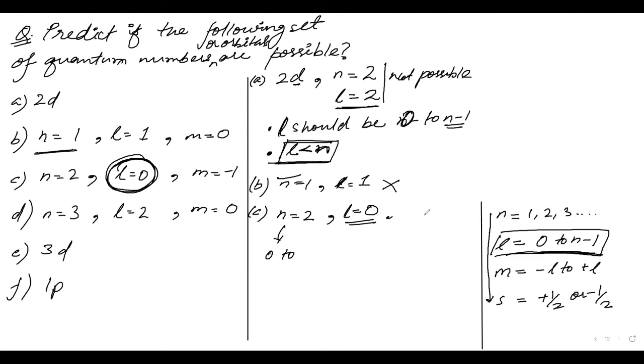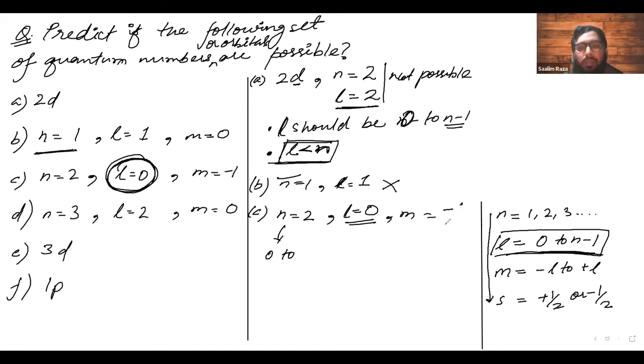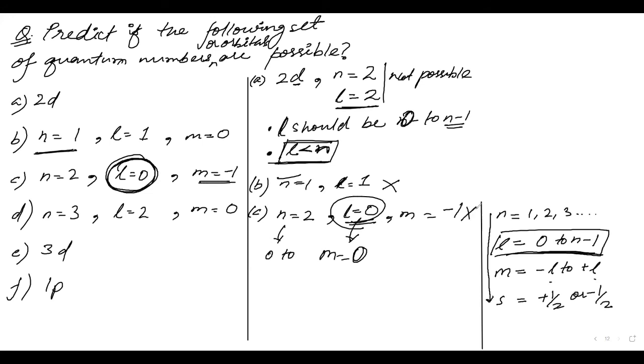Then we will go for m equal to how much? Minus 1. Is this possible if L is equal to 0? If L is equal to 0, m is equal to how much? There is no whole number here, so m should be only 0. But we have been given m equal to minus 1. So this is not possible. Very good.